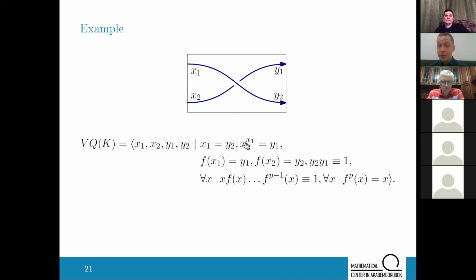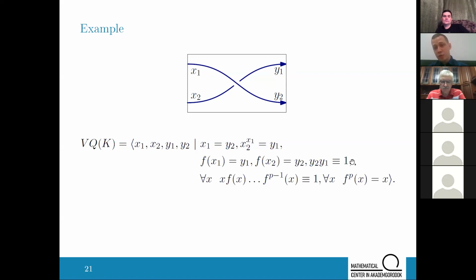Then here, x2 to the power x1 is just x2 star x1. I just use exponential notation here. x2 star x1 is equal to y1, written from this crossing, because what is on the right, x2 star x1, is equal to y1. Then we have points which are written from the border, I mean here on the left and on the right: f of x1 is equal to y1, f of x2 is equal to y2. It's everywhere we write this.